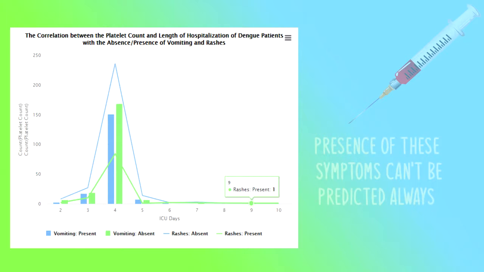However, the presence of rashes and vomiting is not always predictive of the length of hospitalization, according to Aror et al., 2015, as seen on the 7th to 8th day, where there is an absence of both vomiting and rashes in some cases. This is not always true, as seen on the 9th to 10th day, where the patients have a lower platelet count as well as the presence of rashes, while having no data shown on the occurrence of vomiting.